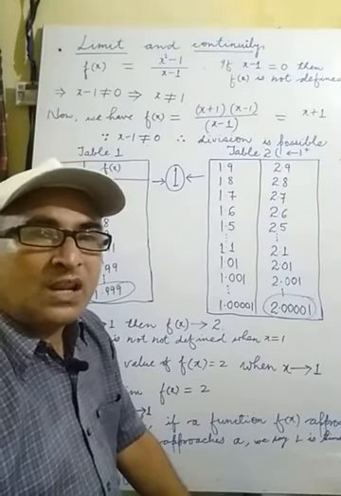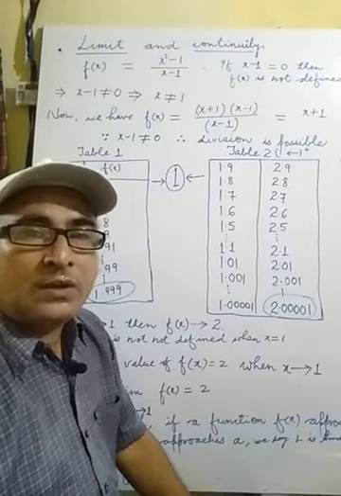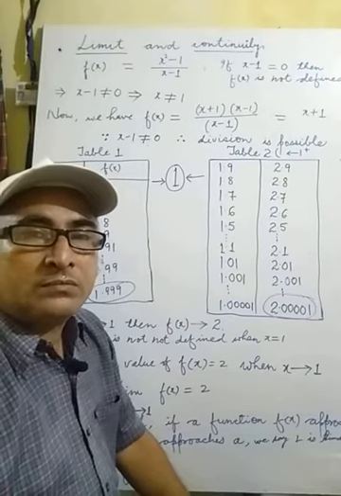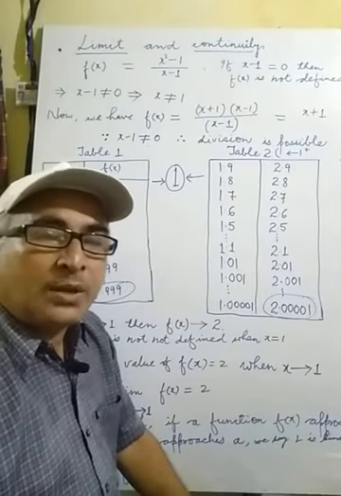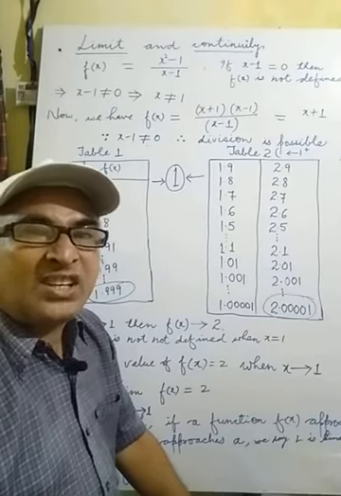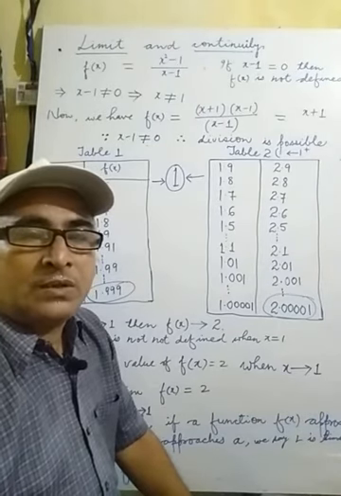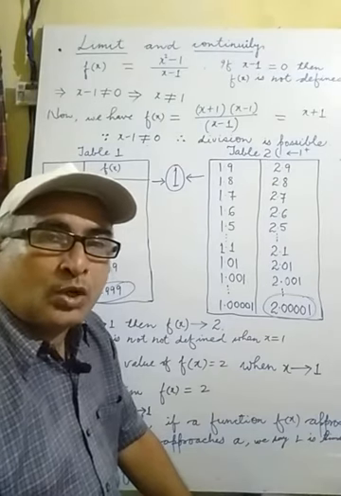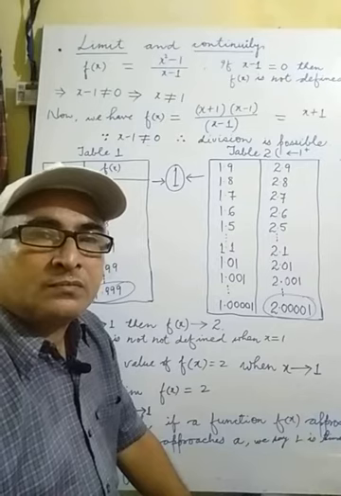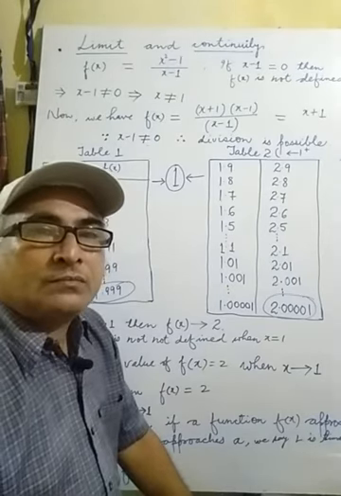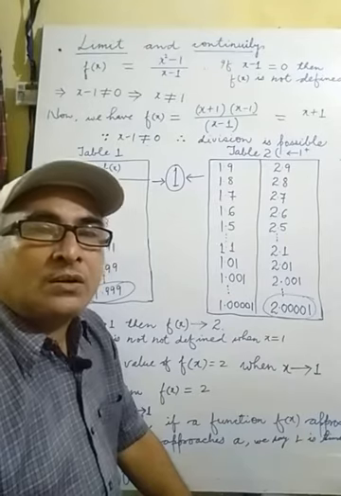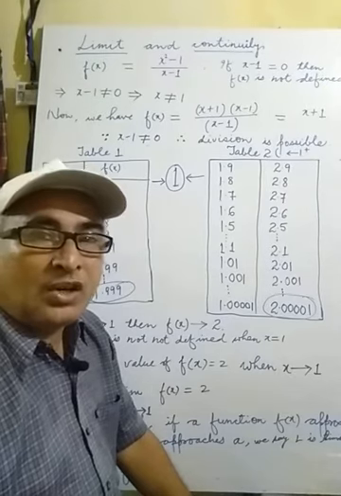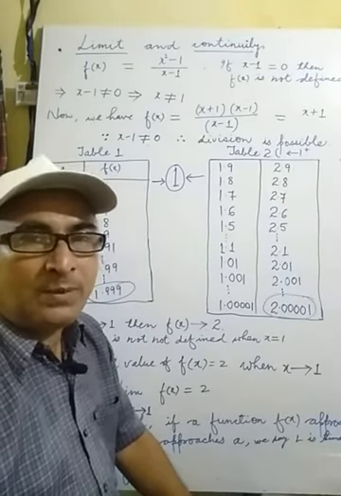Suppose left hand limit is equal to right hand limit, and that is equal to the value of the function, then this function will be called a continuous function. If left hand limit is not equal to right hand limit, then certainly we can say the given function is discontinuous. So we have to examine continuity. One more example can be given.